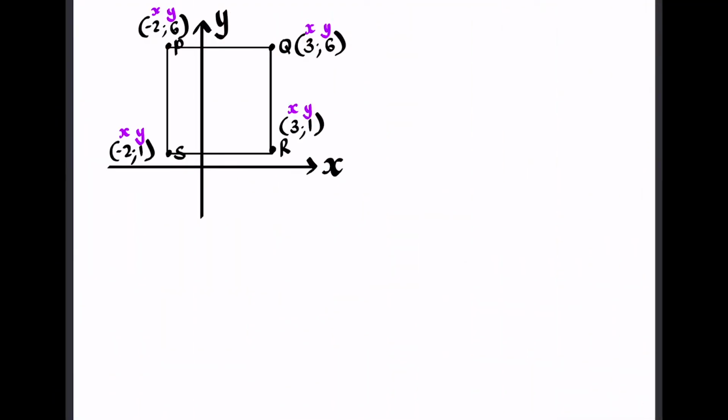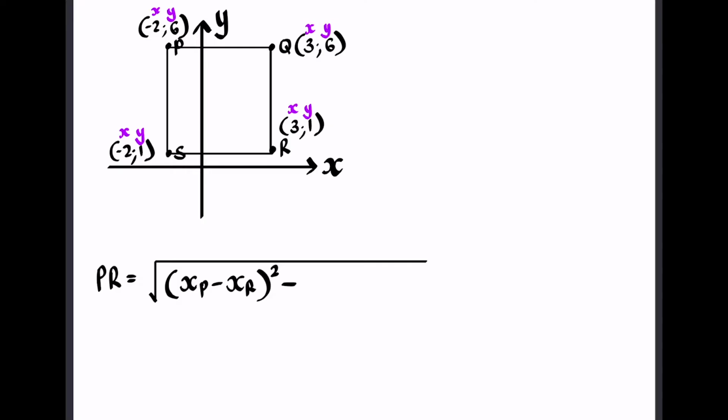So if I'm looking for the length of PR, I'm going to have a super long square root sign. That's too long, but anyway. The x of P minus the x of R, all squared, plus the y of P minus the y of R, all squared. Now remember, if you have the wrong formula, you're going to get 0. So the order of the subtraction and the addition is what's important. All right, so it's subtraction inside the brackets and addition outside the brackets.